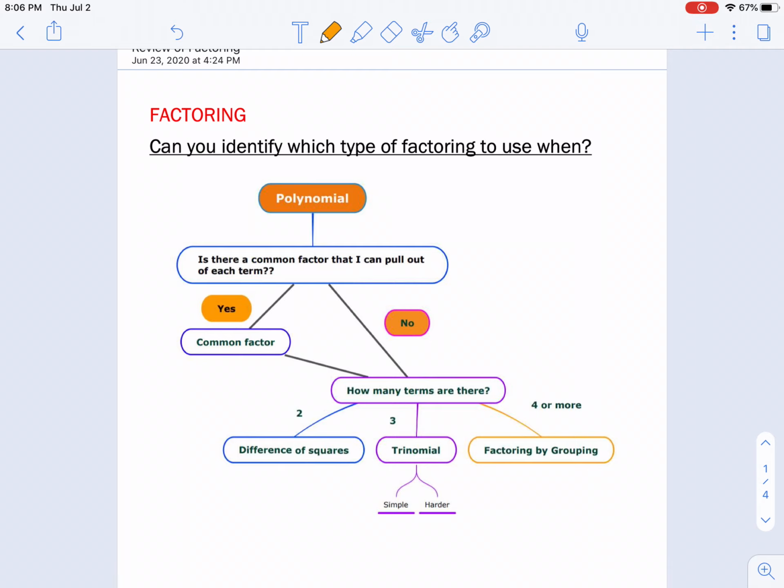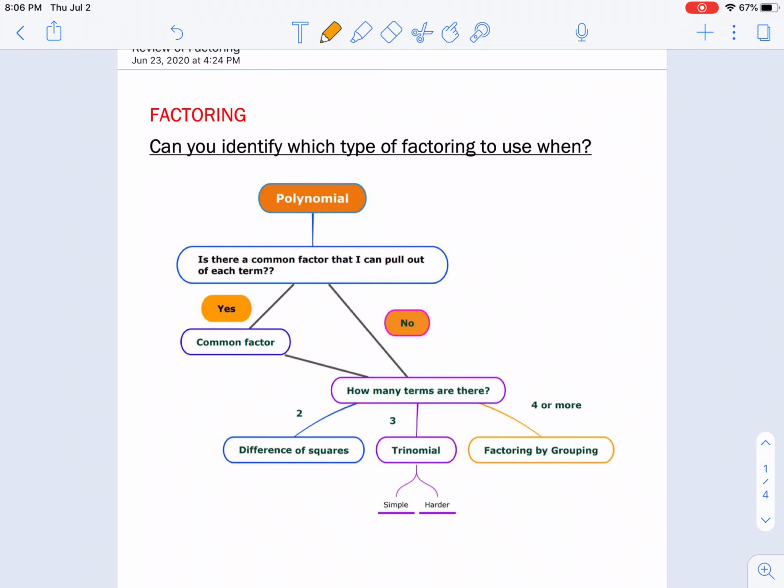So the first thing you want to do when you're looking at a polynomial is to ask yourself, is there a common factor that I can pull out of each term? So if I have this expanded form and I see something that I can pull out, I want to do that first. If not, then I want to proceed directly to the next question.